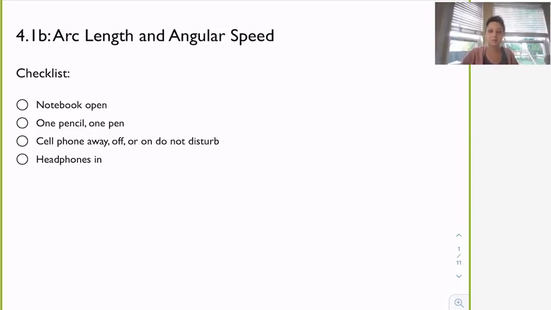We are in 4.1b today. We're going to look at arc length and angular speed. First, I'm going to force a pause on your screen and make sure you've got everything on your checklist. Go ahead and hit continue when you're ready to go.